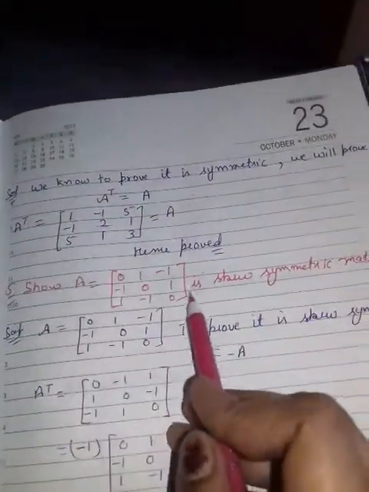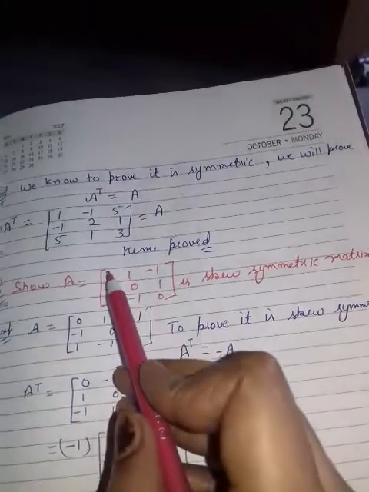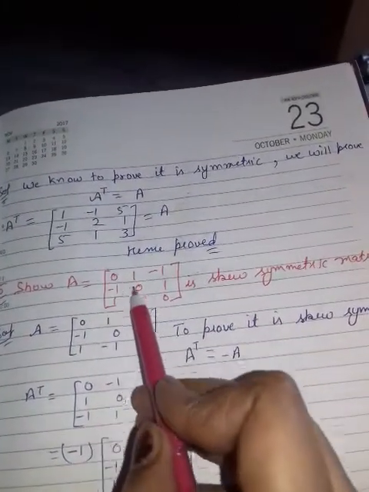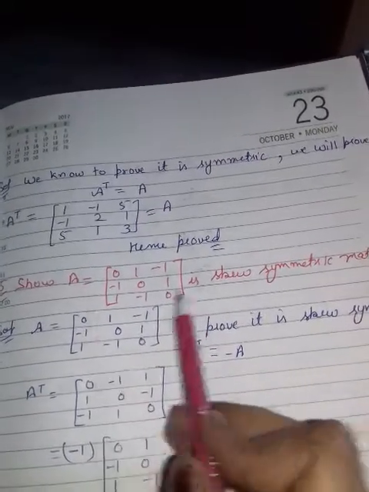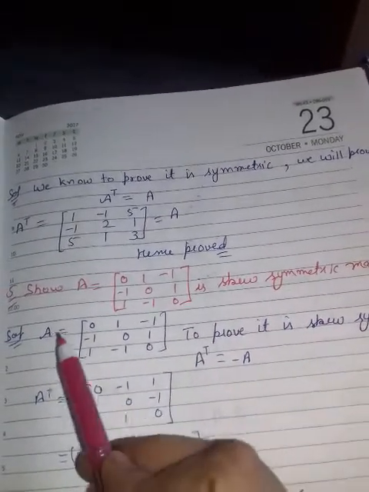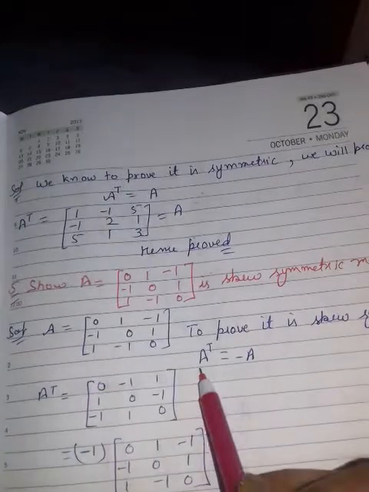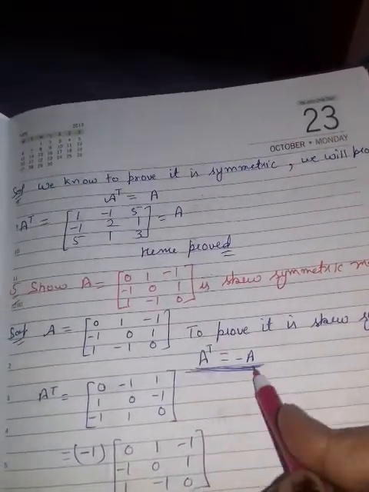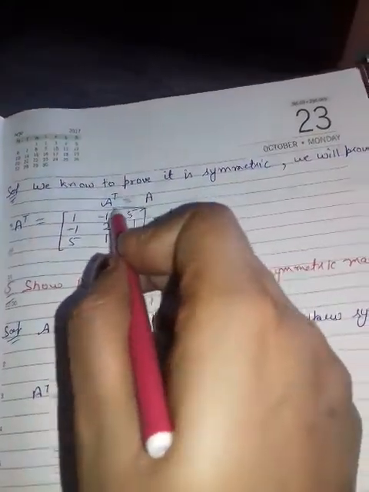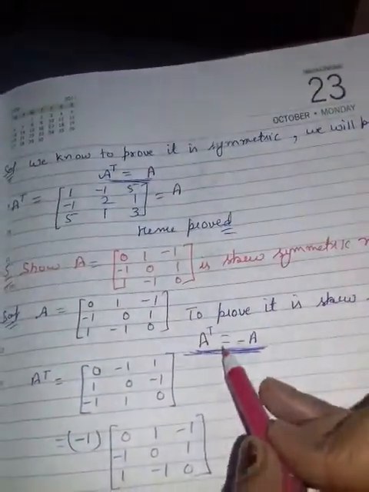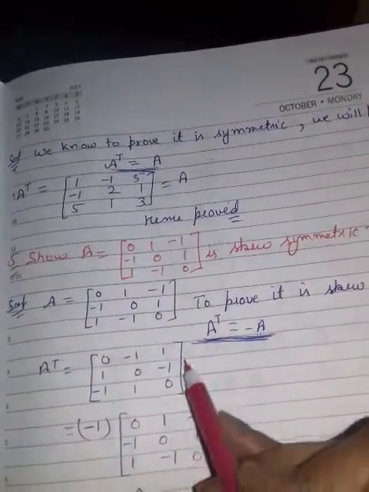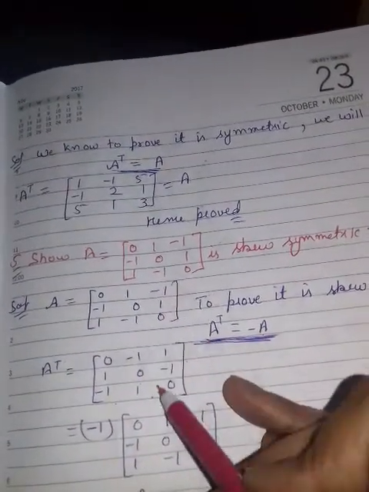Next, show that this is a skew symmetric. Now you are noticing that whenever I am doing skew symmetric, you will see in diagonal all elements are 0. To prove it is again skew symmetric, you will take its transpose. You have to prove here now for skew symmetric A transpose is equal to minus A. But for symmetric you have proved A transpose is equal to A. Clear? Now A transpose you have taken.